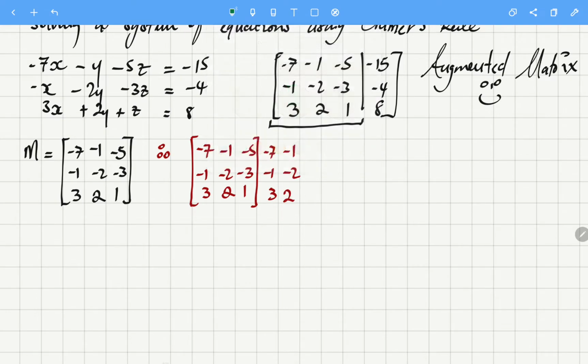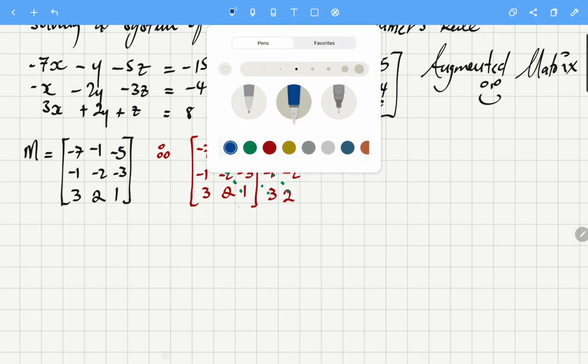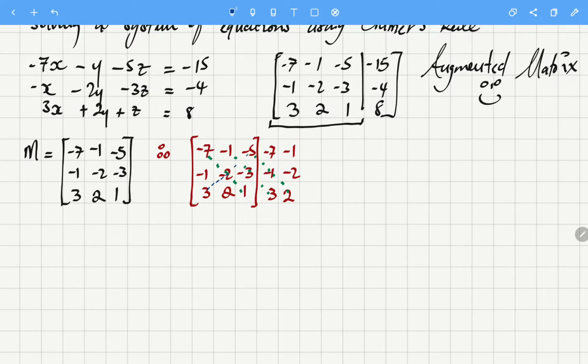So for these diagonals, multiply the ones with the green writing together, and then also multiply the ones with the blue writing. Multiply the green ones together and then subtract the product of the blue ones. So determinant M equals minus 7 times minus 2 times minus 1.